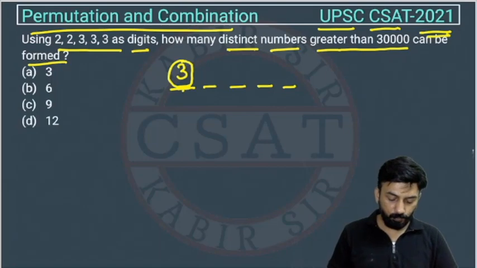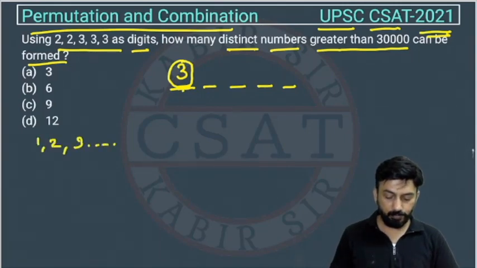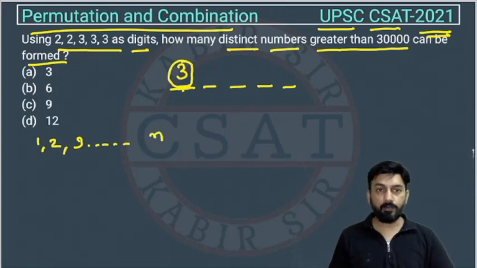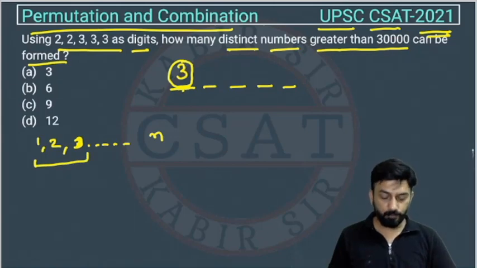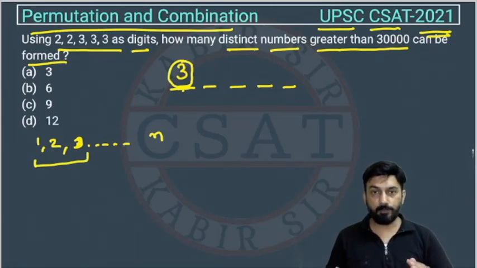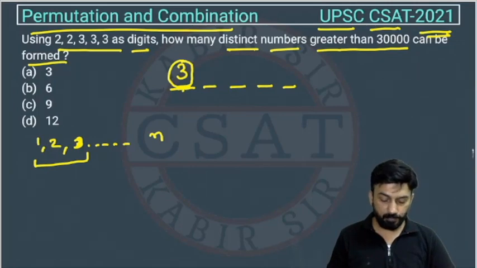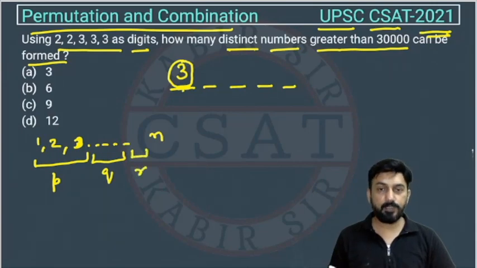So here we will use one formula, right? Suppose there are n objects, like first, second, third. In this way we have n objects, and out of these n objects, suppose p number of objects are of the same type, right? And these few, suppose q number of them, are of the same type, and these are of the same type, this is r, right?